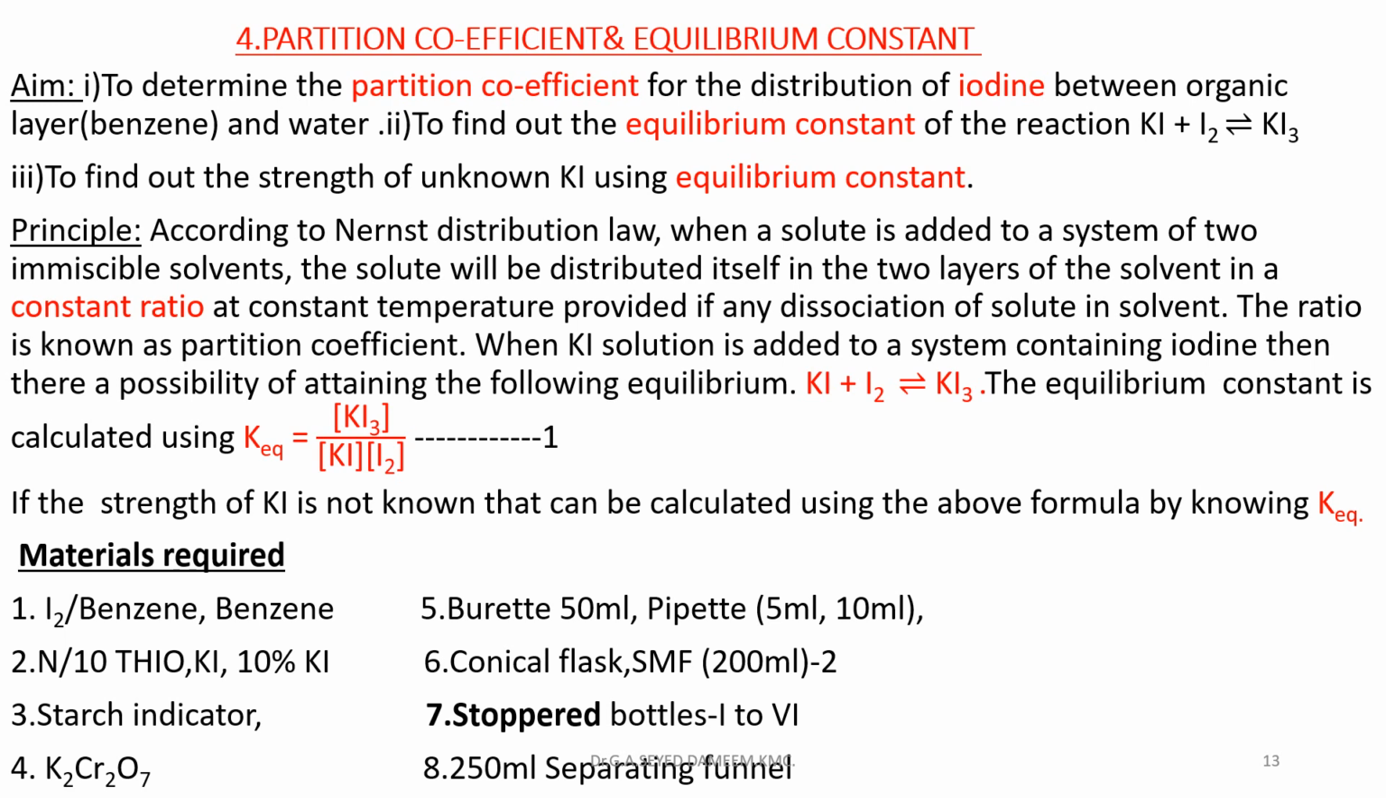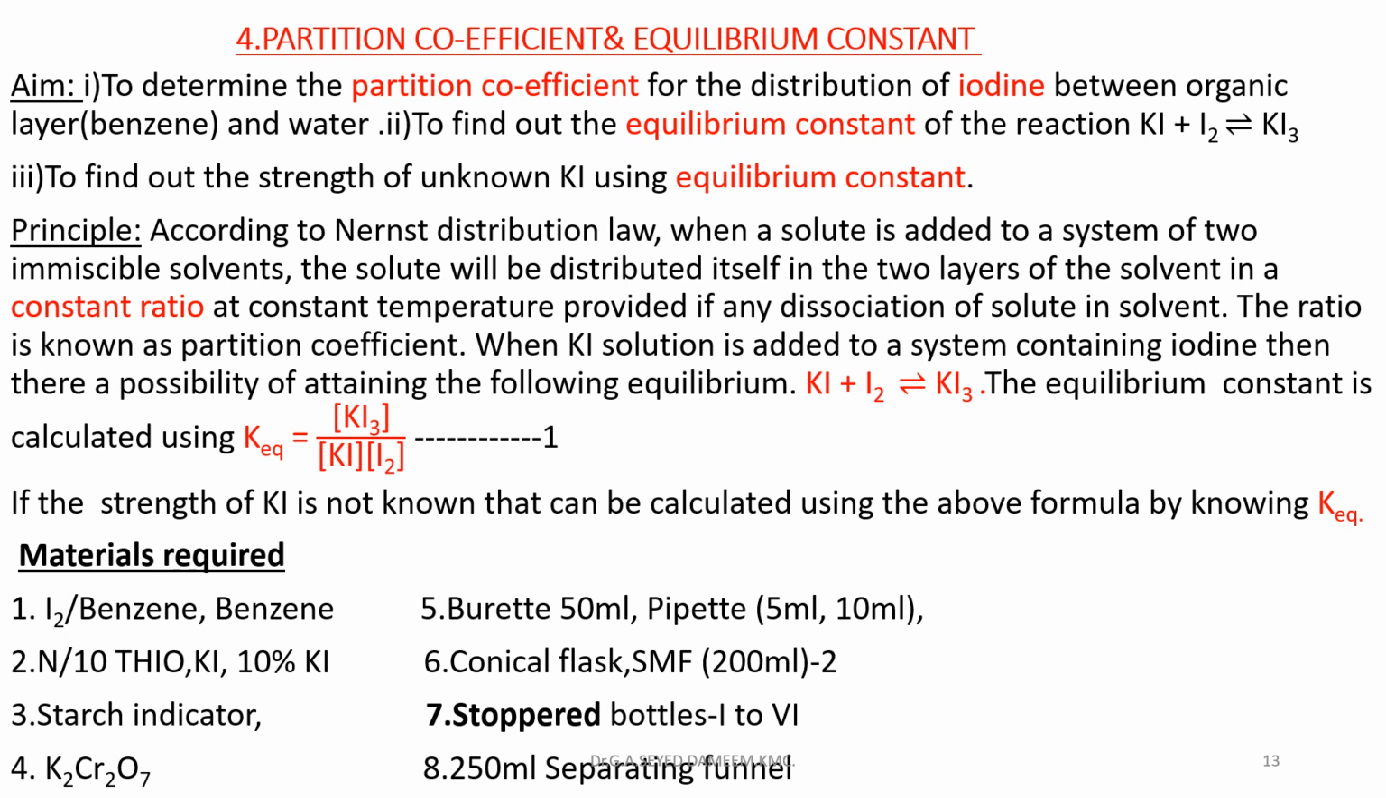One is an organic solvent, another is a water solvent. The aim of the experiment is to determine the partition coefficient for the distribution of iodine between the organic solvent and the water solvent. Another aim is to find the equilibrium constant of the reaction KI + I2 ⇌ KI3. It is a reversible reaction, an equilibrium reaction. And the third aim is to find the strength of an unknown KI solution using the equilibrium constant. By knowing the equilibrium constant, we can find the strength of the unknown KI.